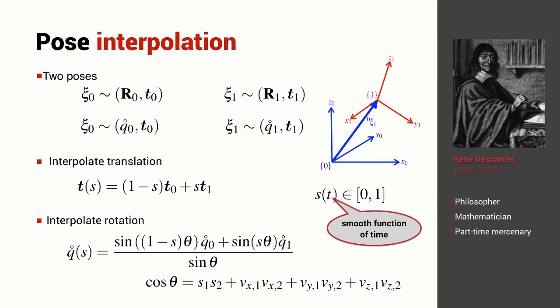Finally, we come to pose interpolation, often referred to as Cartesian interpolation. We have 2 poses, pose 0 and pose 1, which are each represented by a rotation matrix and a translation vector. We can convert the rotation matrix to a quaternion. Interpolating the translation is very simple. We apply linear interpolation to the translational component, and then we apply quaternion interpolation to the rotation component. We can convert the interpolated quaternion back to a rotation matrix, combine it with the interpolated translation to rebuild a homogeneous transformation if that's what we want.